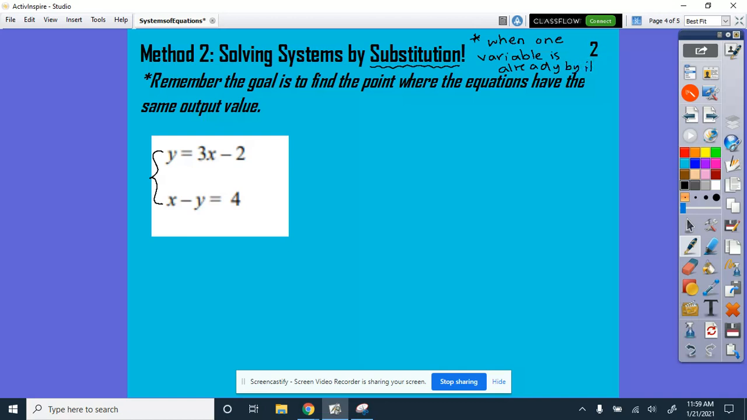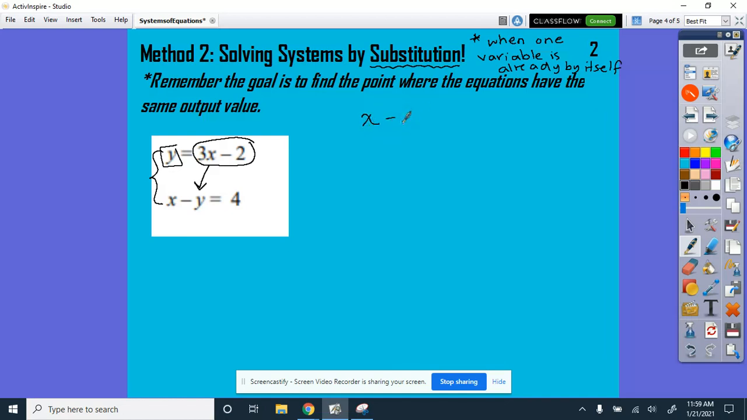You will see in this problem that our y value is already by itself on this side, so we can use that to our advantage. For substitution, we say y is equal to 3x minus 2, so I'm going to plug that expression in for y in my second equation. Let me write that over here so it looks more organized and neat.